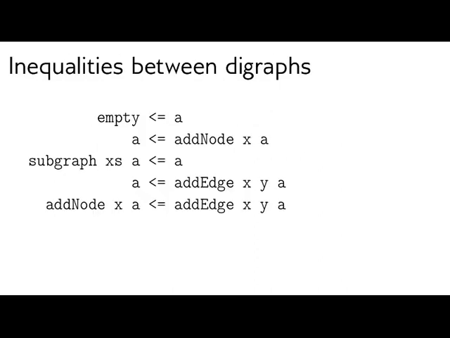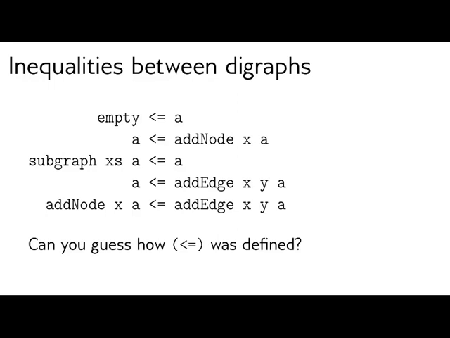We also get inequalities, like those you see here. The empty graph is less than any graph. Adding a node increases the size of the graph. Subgraph is less, and adding an edge also increases the size of the graph.